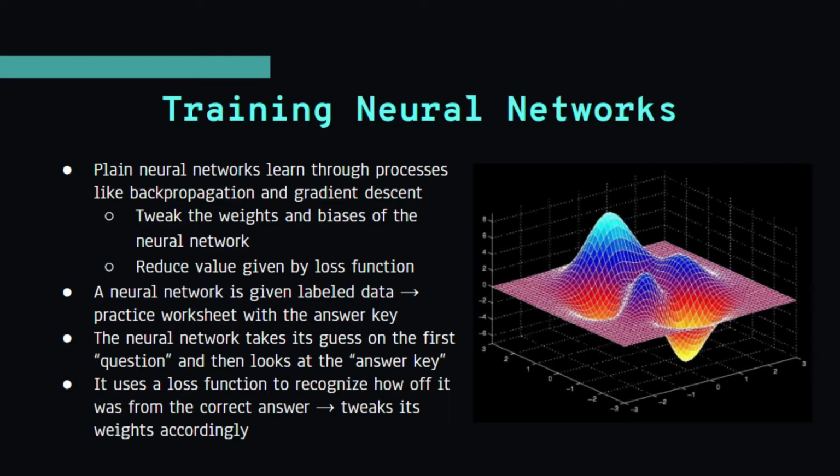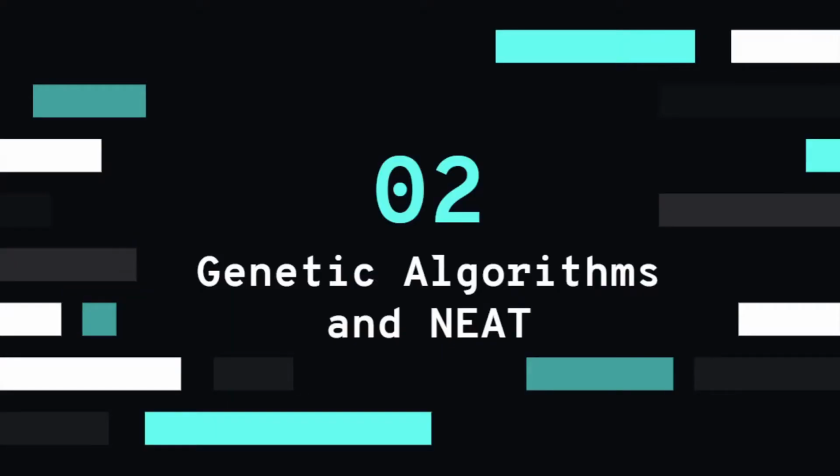And this is a really, really oversimplified way of saying it. Again, it gets really complicated. I don't want to get into the details for this video. So I hope you understand that part. All right, so now let's get into section 2 of the video, which is genetic algorithms and NEAT.